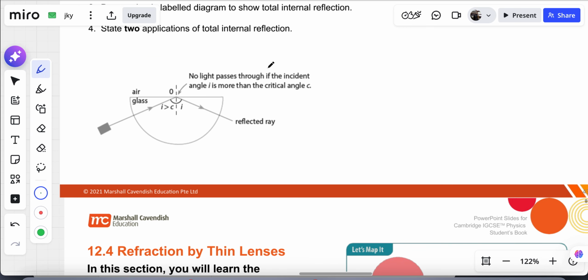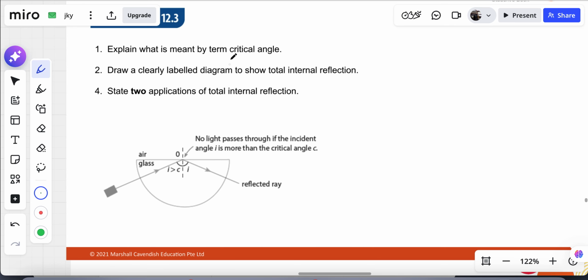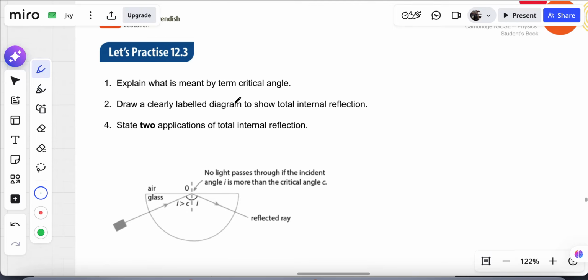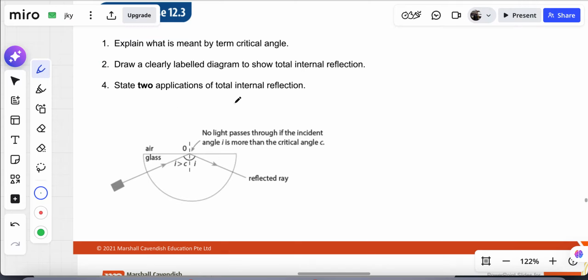So stop here, pause, and answer this question. Explain what is meant by critical angle. Draw clearly a labelled diagram to show total internal reflection, which has been seen. State two applications of total internal reflection. These are exam questions you will find in this area of physics.